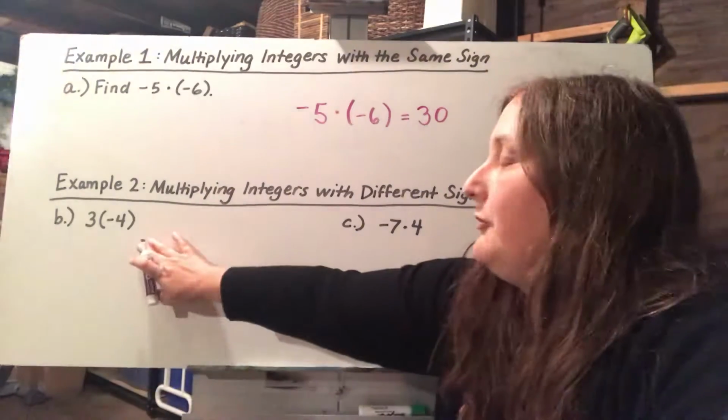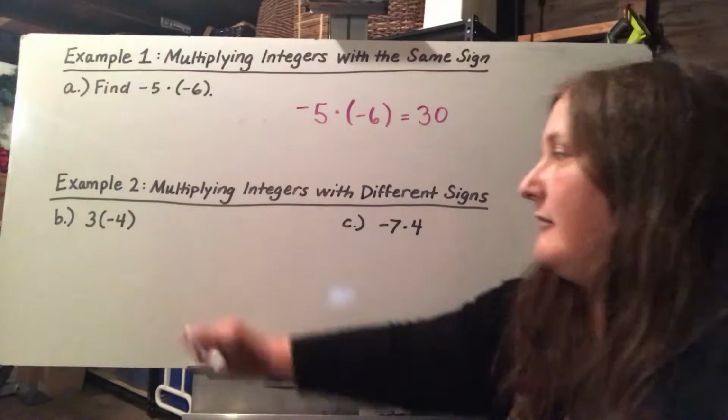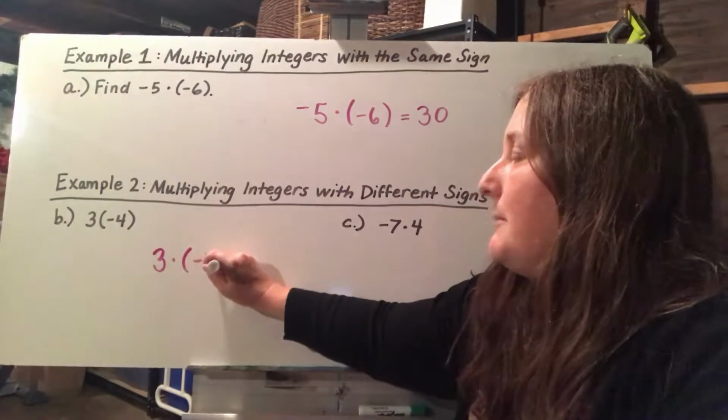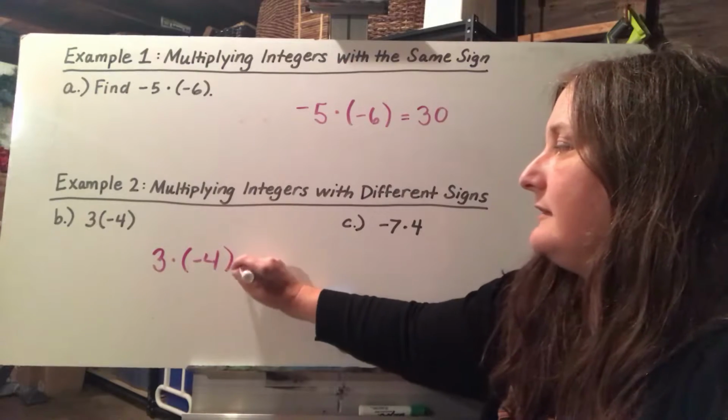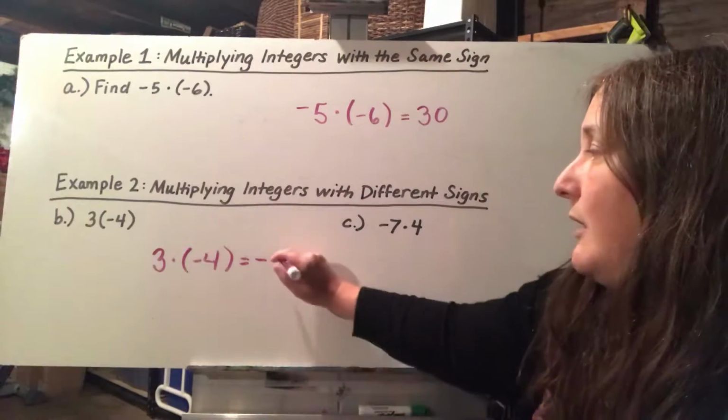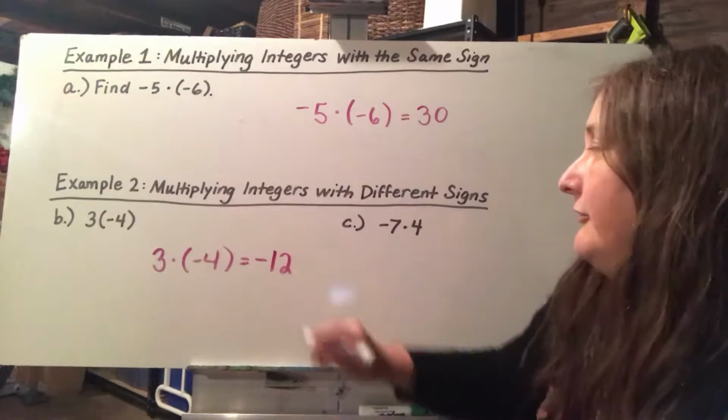In this case, we're multiplying two numbers with different signs. We have positive 3 times -4. When we're multiplying two numbers with different signs, our final answer will be negative. And since 3 times 4 is 12, our answer is -12.